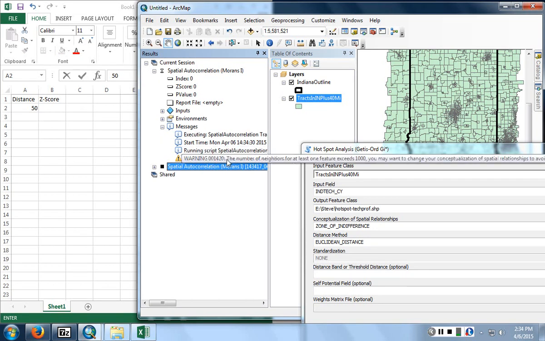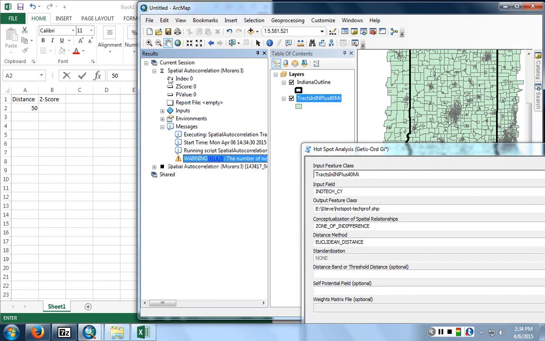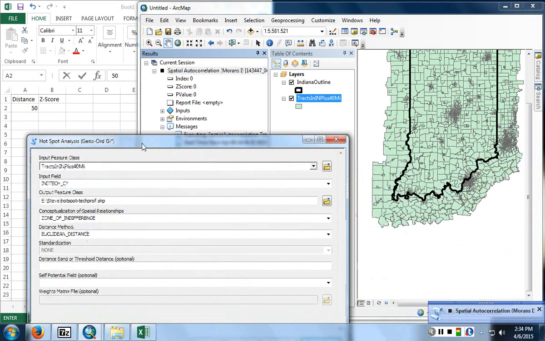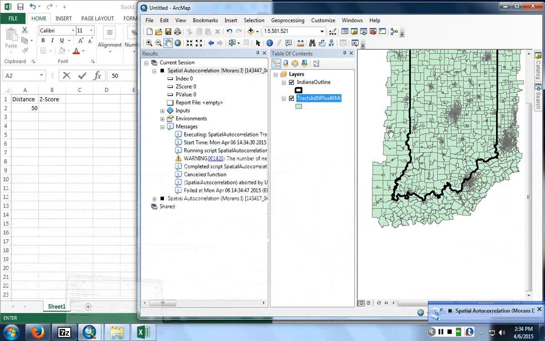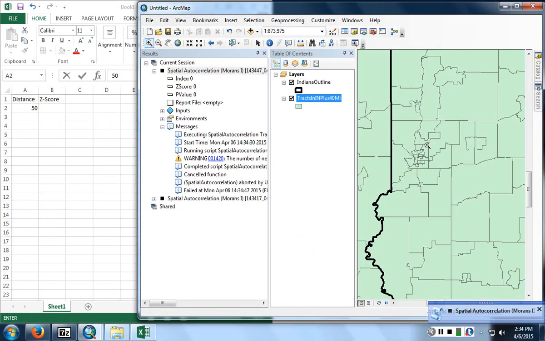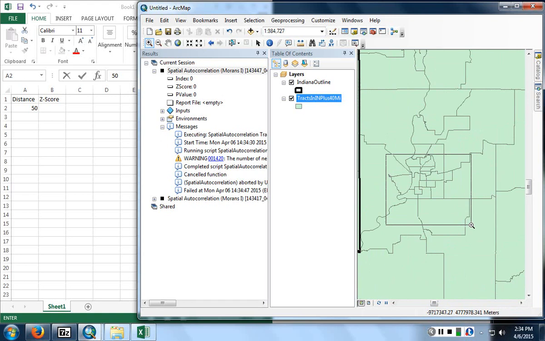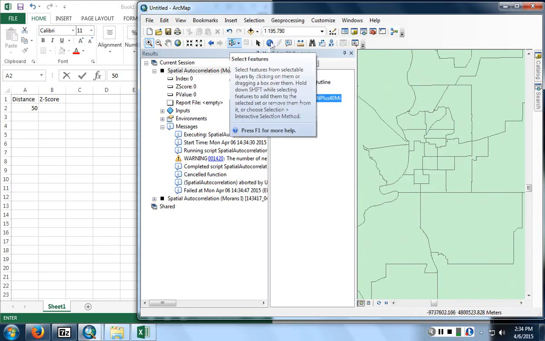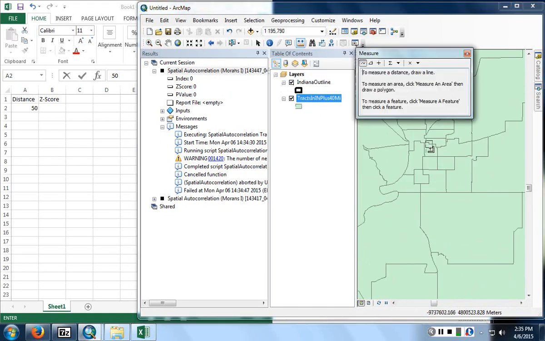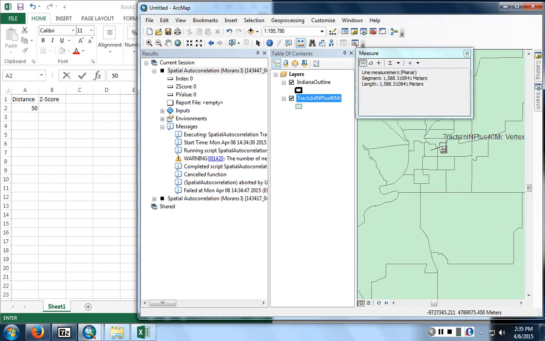Number of neighbors for one feature. Hold on, let's see. Can you think of some reasons why a number of 50 would yield way too many neighbors? If we zoom in on the census tract that we're currently in, or nearby anyway, and measure using the measure tool how far the center of this is to the edge of the next one, it's like 847 meters, right? So why am I getting too many neighbors?